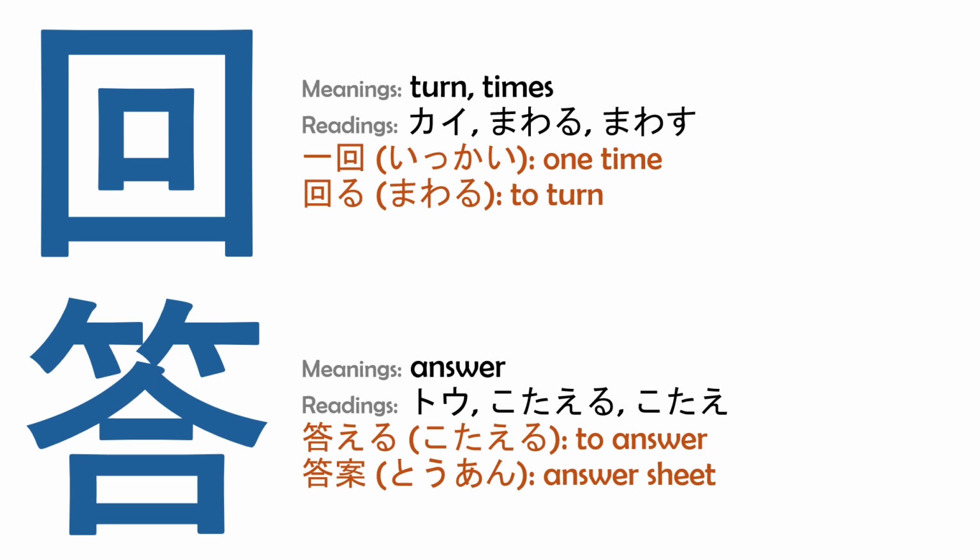The second kanji means answer. It carries the idea of a reply or solution. For example, the verb kotaeru uses this kanji to mean to answer. The noun toan uses it to mean an answer sheet. This kanji often appears when someone gives a response or a solution.